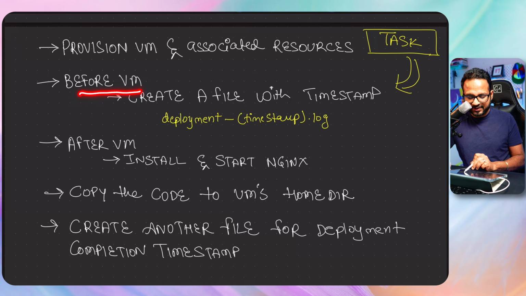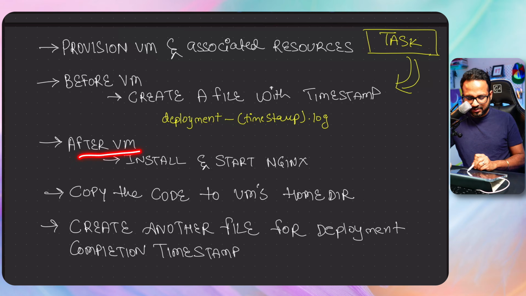So before the VM is provisioned, we need to create a file with the timestamp. For example, deployment-timestamp.log. So something like, the deployment has been started at this point, and we'll create a sample file for that. You might have already guessed it, but that's a sort of local provisioner, right? Because it is not actually creating the resource, it is not remotely creating or executing anything. It is doing that locally on the machine where Terraform is installed. So this is a local provisioner.